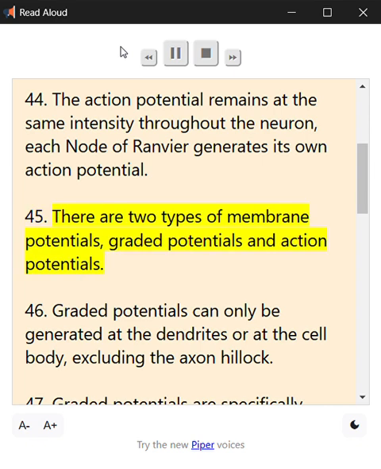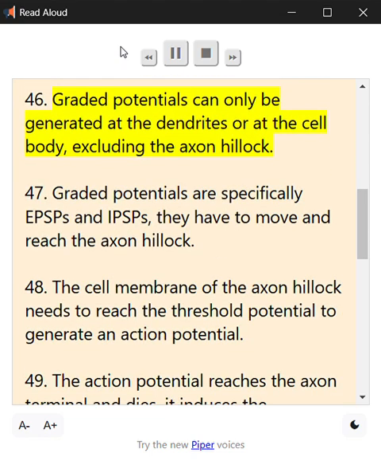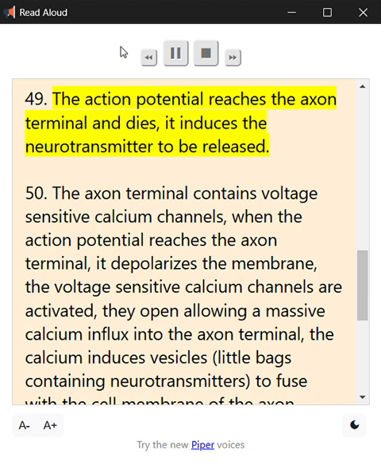45. There are two types of membrane potentials: graded potentials and action potentials. 46. Graded potentials can only be generated at the dendrites or at the cell body, excluding the axon hillock. 47. Graded potentials are specifically EPSPs and IPSPs. They have to move and reach the axon hillock. 48. The cell membrane of the axon hillock needs to reach the threshold potential to generate an action potential. 49. The action potential reaches the axon terminal and dies. It induces the neurotransmitter to be released.